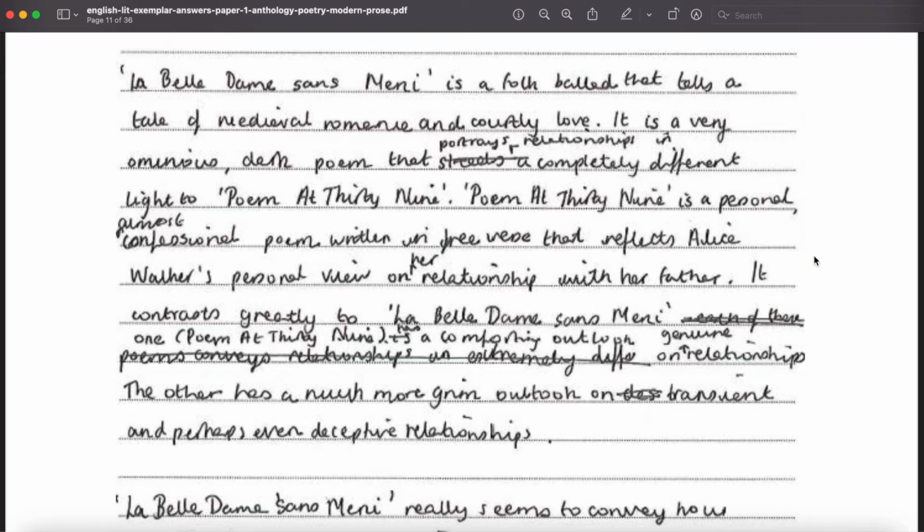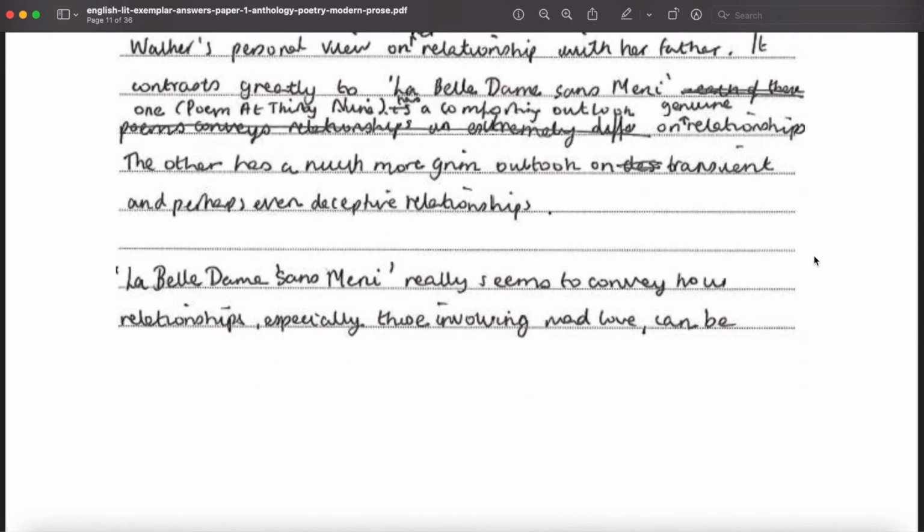how they portray relationships. One is very dark, ominous, and has an outlook on transient and deceptive relationships, which is La Belle Dame Sans Mercy. And then poem at 39 is completely different. It's personal, confessional. It focuses on a genuine relationship. So her argument is basically that both poems show the theme of relationship in a very different way. And now she's going to talk in the rest of her essay about this argument. She's going to focus on the keyword, and she's going to use language, form and structure, quotes, and context, etc. And I'm going to point it all out as well.